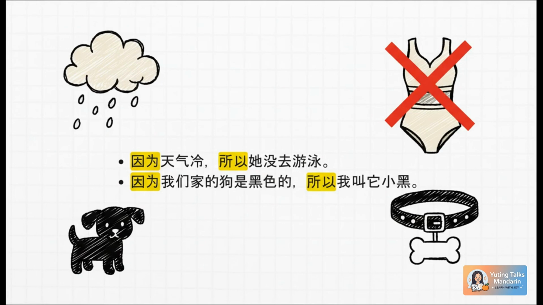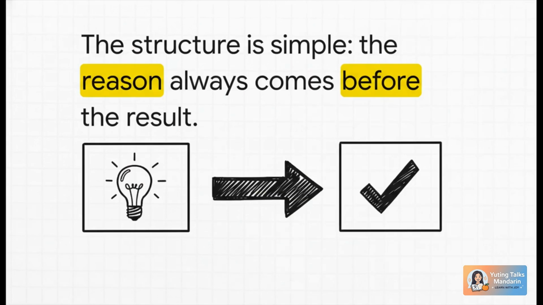Let's look at it in a couple of real sentences. For this first one, because the weather is cold, so she didn't go swimming. The reason? Cold weather. The result? No swimming. Makes sense. And how about this one? Because our family's dog is black, so we call it Little Black. Again, a super clear reason, the dog's color, leads to a perfectly logical result. Its name. So, if you remember one thing from this first part, let it be this. Reason first, then the result. Always. That's the golden rule for this basic structure.